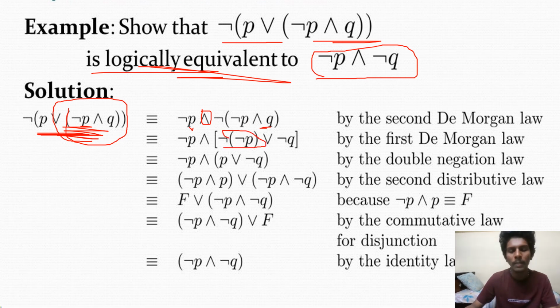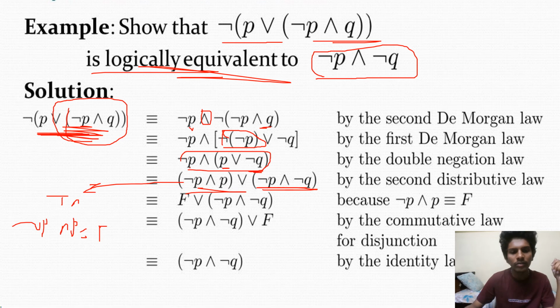According to the negation law, we will get P. Here negation Q is the same as this. In this step, apply the distributive law: negation P and negation P, then negation P and negation Q. Here, according to the inverse law, negation of P and P, we will get the resultant as F, which means contradiction. You can write then F or negation P and negation Q.